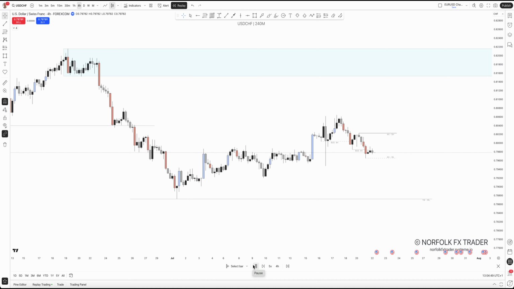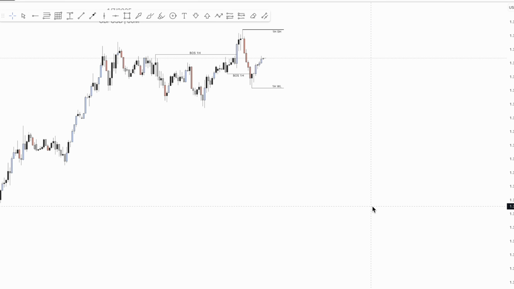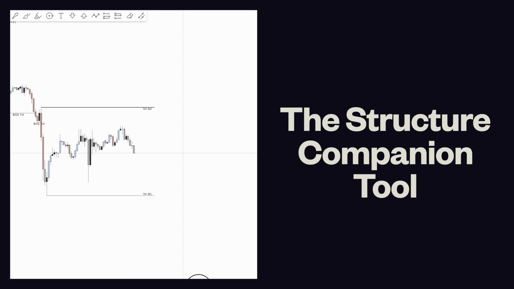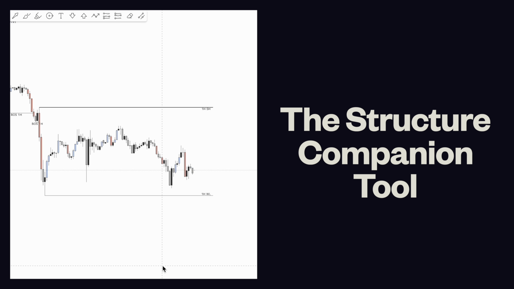Continuing forward, we can see the structure continues bearish. We are running for this week low. Let's see if we're going to continue for this low and it invalidates. Notice how quickly the highs, lows, break structure and balances are plotted. That's the structure companion tool. It automatically marks everything across all time frames.